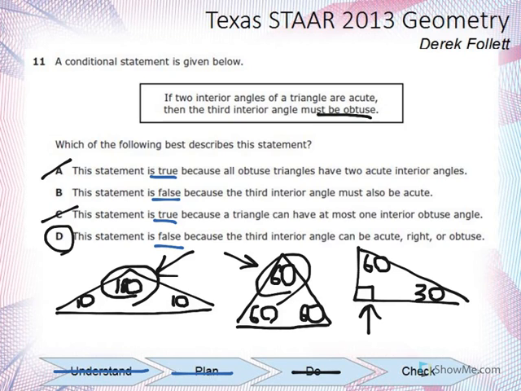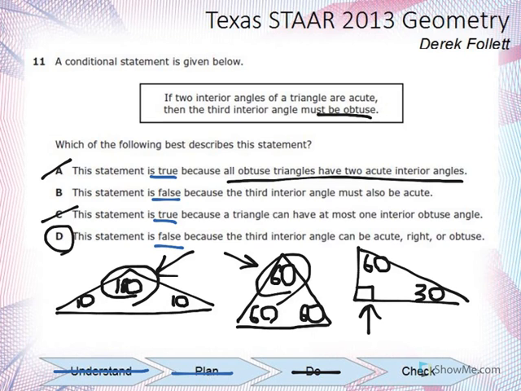How could I check that? Well, I could read choices A and C, I guess. A says the statement is true because all obtuse triangles have two acute interior angles. Well, that statement's true, but that doesn't mean our statement is true.